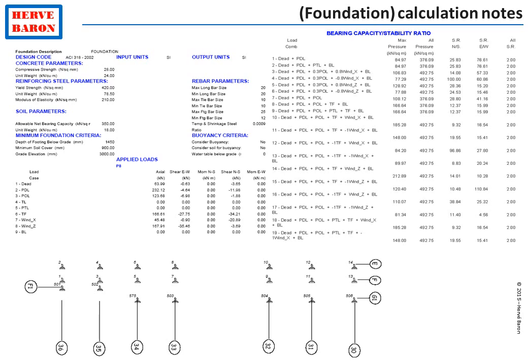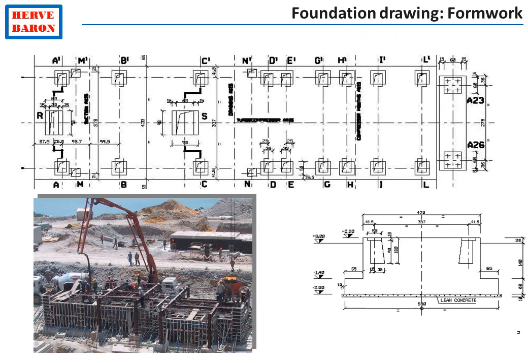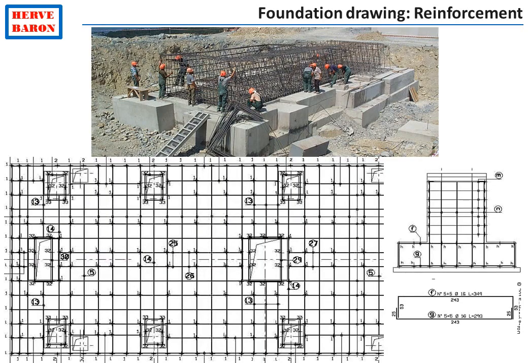There are two different drawings. The Formwork drawing, which shows the overall size of the foundation, as well as any pocket that is required for future inserts in the foundation, such as anchor bolts, when these anchor bolts are not cast at the same time as the foundation. And the reinforcement drawing, which shows the position, section size, and number of reinforcement steel bars.